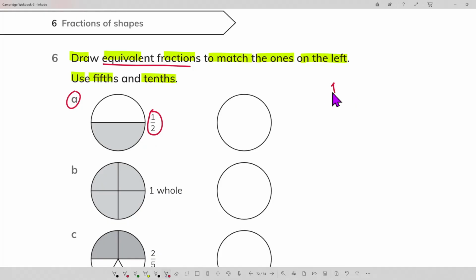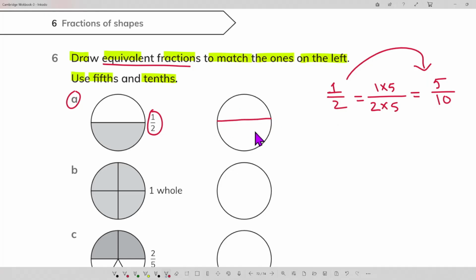Similar thing here, 1/2. If we want to make equivalent tenths, here the denominator is 2, so 2 times 5 becomes 10. Similarly, 1 times 5: we are multiplying the numerator and denominator by 5, so 1 times 5 is also 5. Now 1/2 and 5/10 are the same thing. So how can we draw this one?